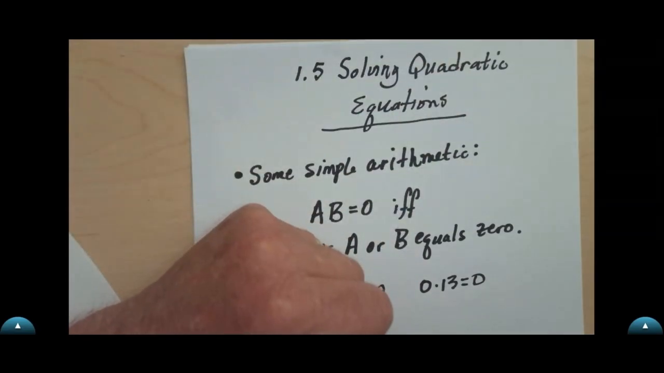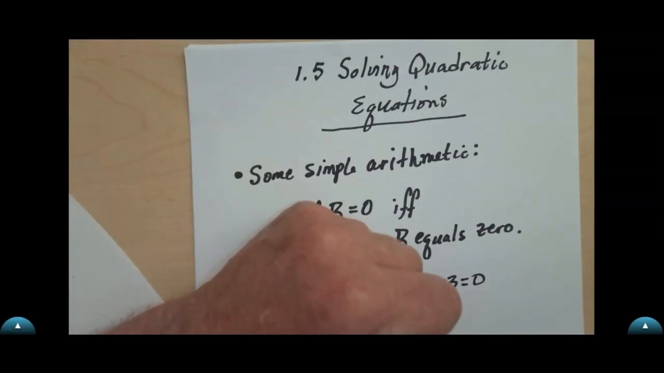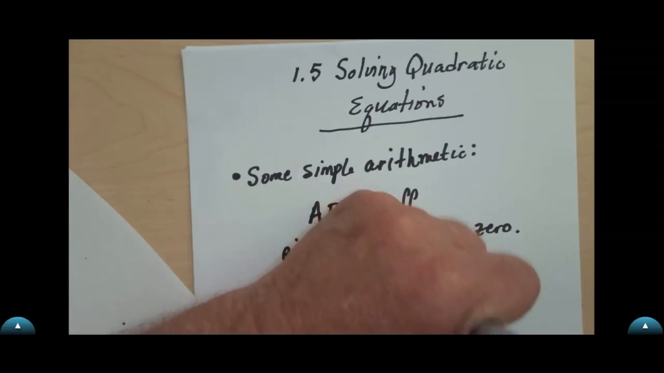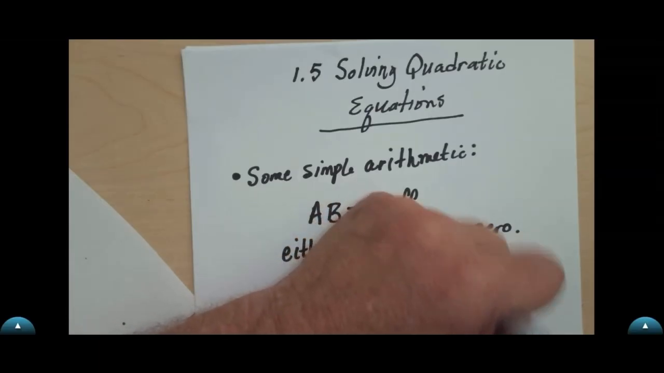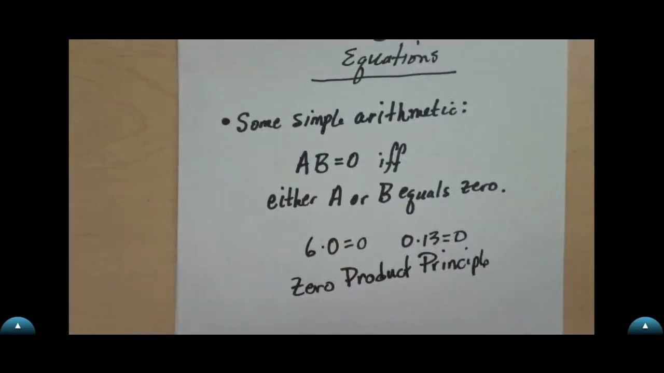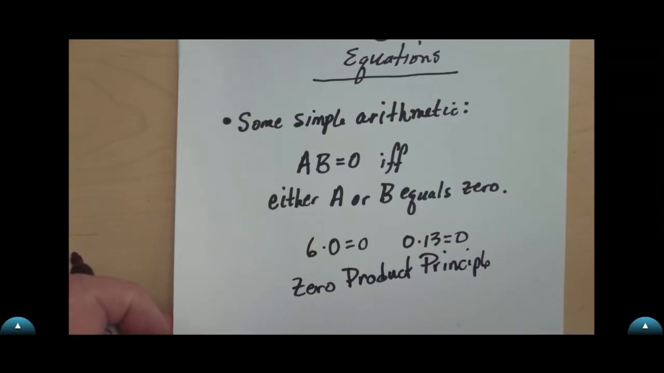That thing is called the zero product principle. The name doesn't particularly matter, but still, that's the name. The zero product principle just says if you multiply two numbers together, you'll get 0 if and only if one of the numbers you multiplied is, in fact, 0. So how can we use that?